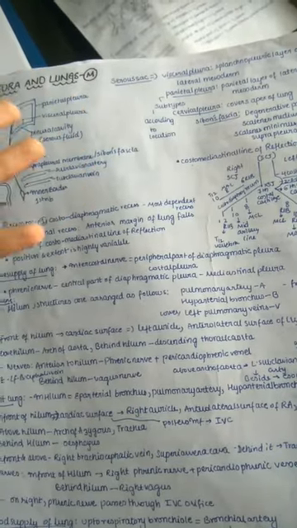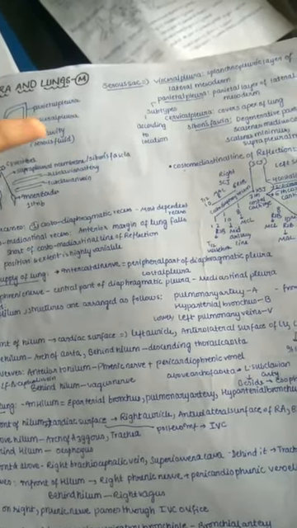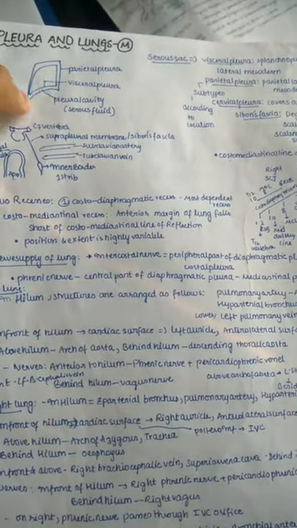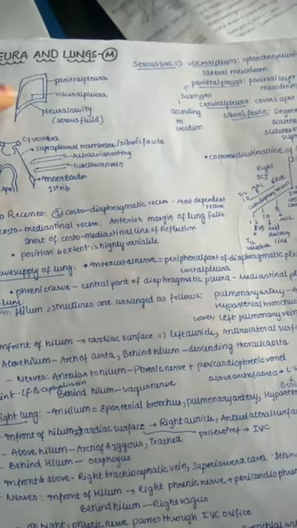Now let us start with our pleura and lungs. So first let us see the serous sac. The serous sac of the pleura has the visceral layer and also the parietal layer. You can see this is the parietal pleura and this is the visceral pleura. Visceral pleura is actually intact with our lungs and the parietal pleura is the outer covering.